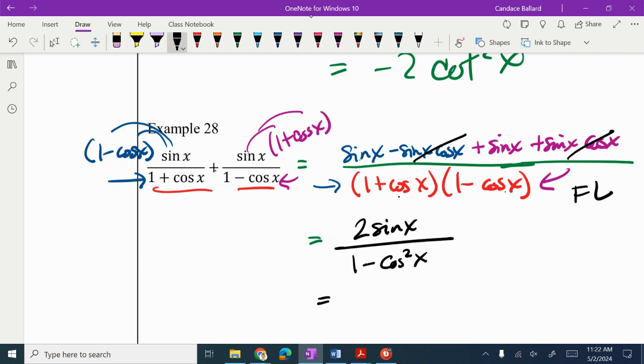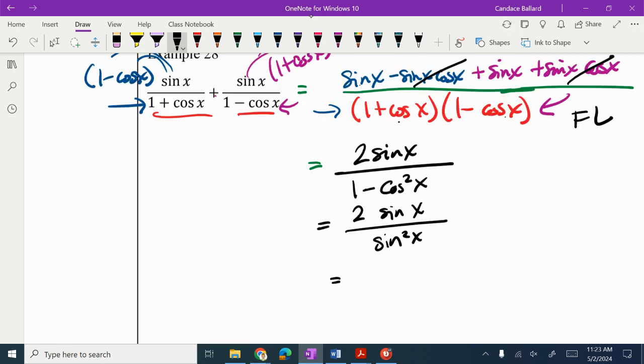Okay. Pythagorean, go look up at the sine. Okay, what do I get to replace 1 minus cosine squared x with? Good, sine squared. So 2 sine x divided by sine squared x. Whenever I have something squared, how many times am I allowed to write it? Twice. So if I just split that up as sine x times sine x, what happens? I can cancel one of the sines.